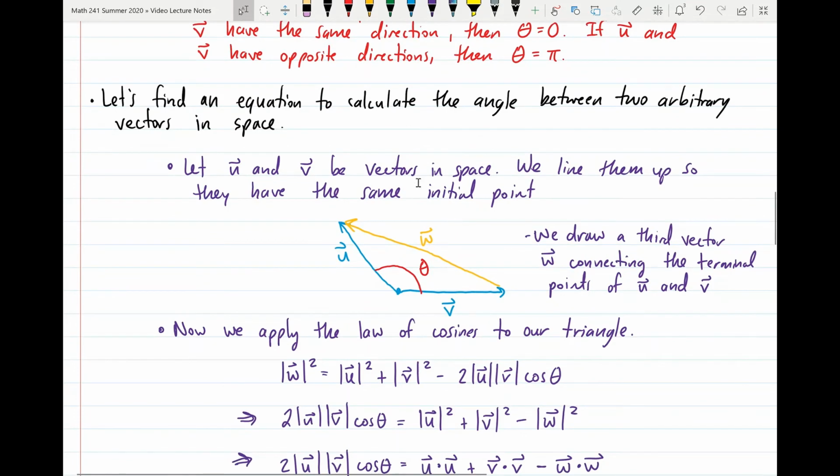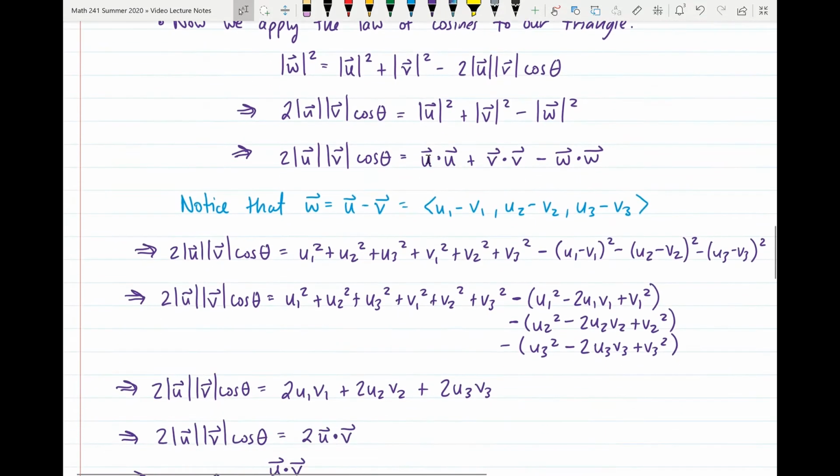So the next task for us to go through here is to find an equation that allows us to kind of efficiently calculate the angle between two arbitrary vectors in space. The book offers this as a proof, but I think that it's actually better to offer this line of reasoning as a way to kind of build or motivate the theorem that we get at the bottom here.